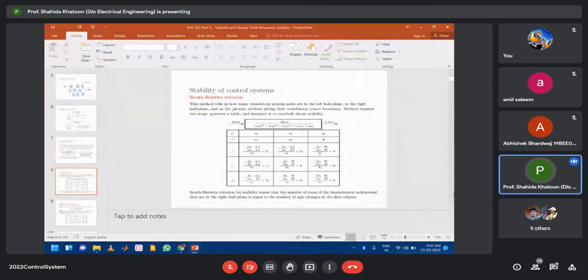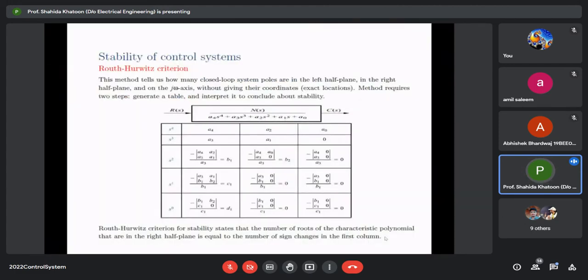The Routh-Hurwitz criterion for stability states that the number of poles of the characteristic polynomial that are in the right half plane is equal to the number of sign changes in the first column. So this is the first column. How many sign changes are there? This is a plus sign, so no sign change from s^4 to s^3. From s^3 to s^2 there is a sign change, because from positive it has gone to negative. Then same sign, same sign. So there is only one sign change, so one pole lies in the right half of the s plane. Such a system is an unstable system.